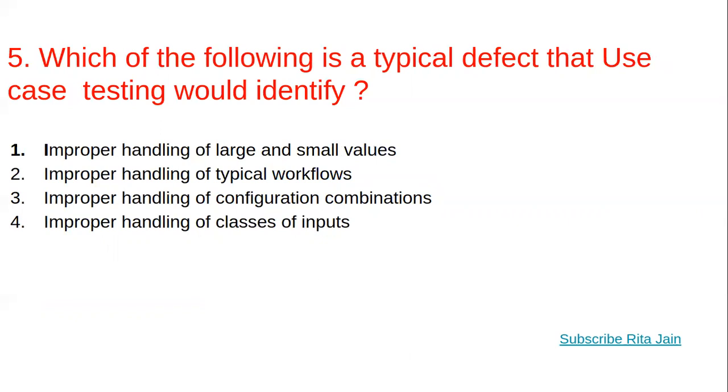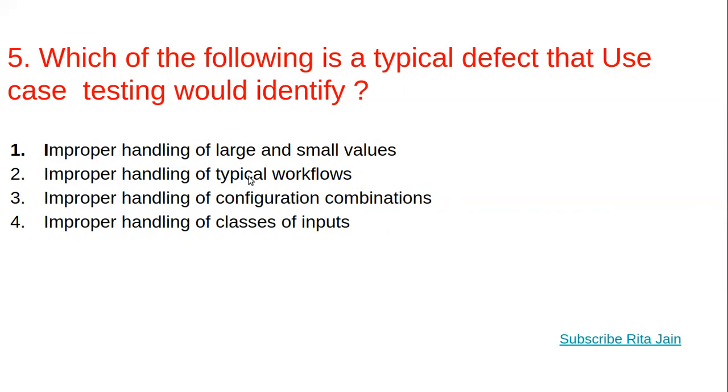Which of the following is a typical defect that use case testing would identify? Use case testing is basically used to test the various user flows. So before discussing this, let's see the choices. Improper handling of large and small values. This should not be the right answer as it is handled by BVA technique. Improper handling of typical workflows. Improper handling of configuration combinations. Or improper handling of classes of input, which is handled by ECP technique. So the right answer should be 2, improper handling of typical workflows.